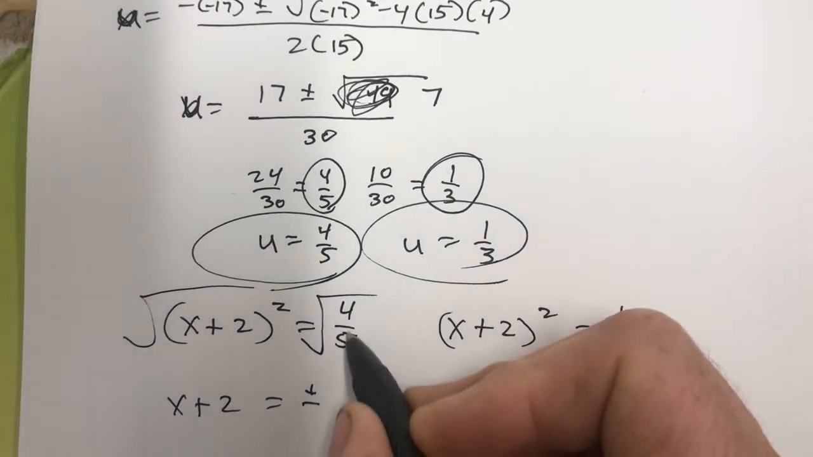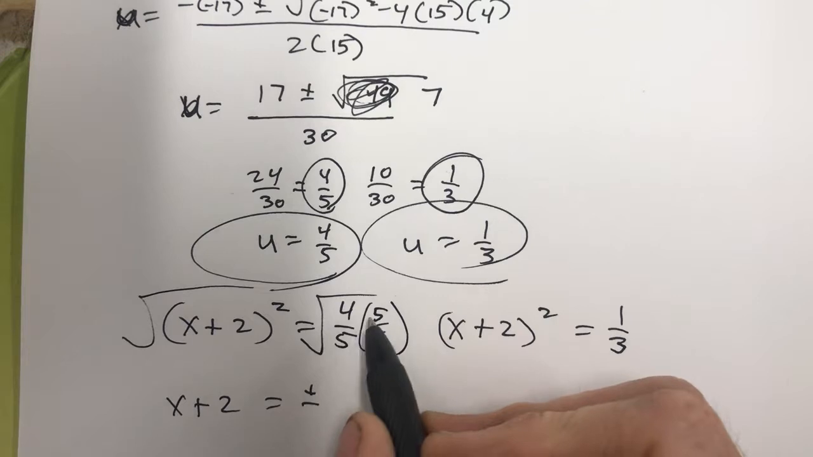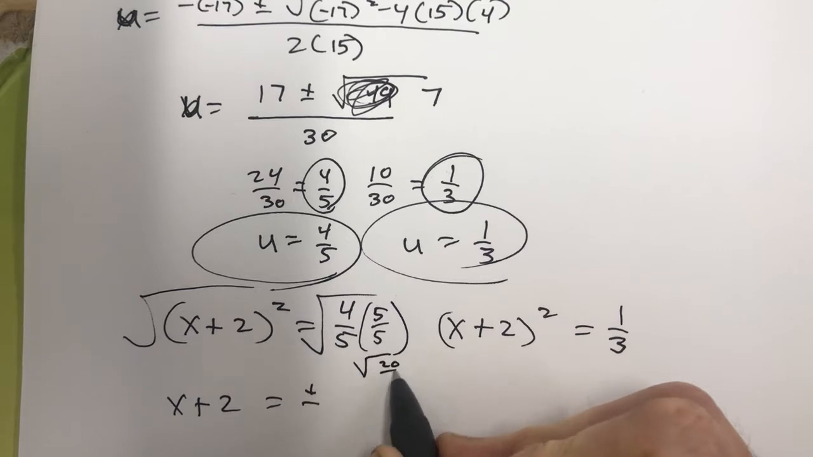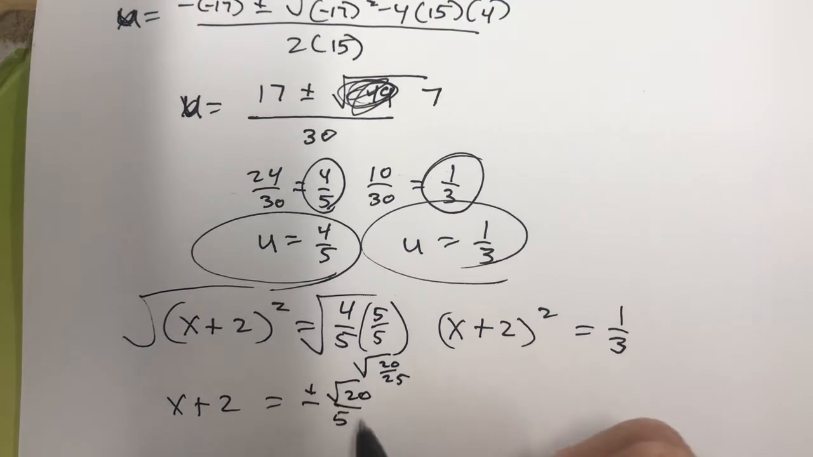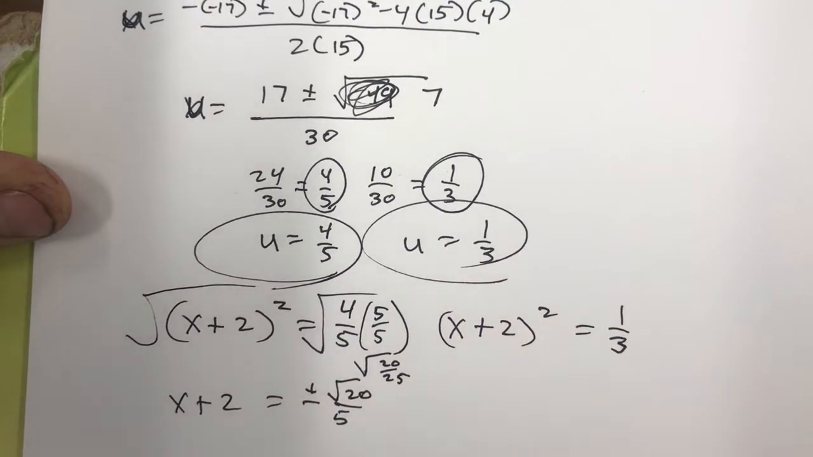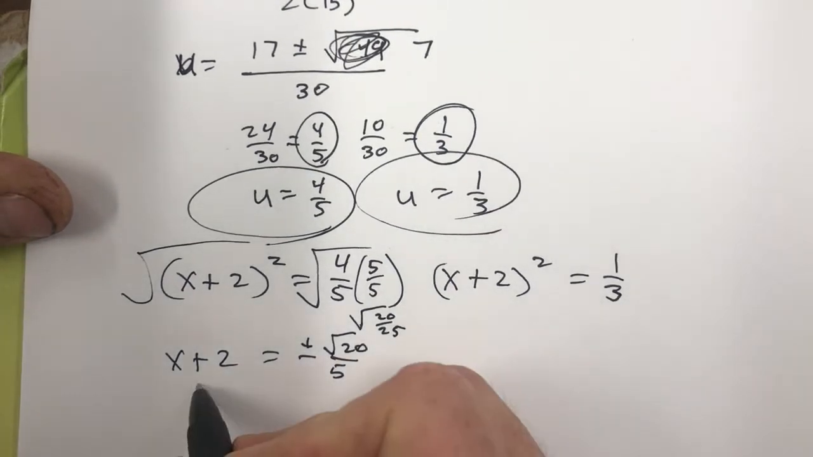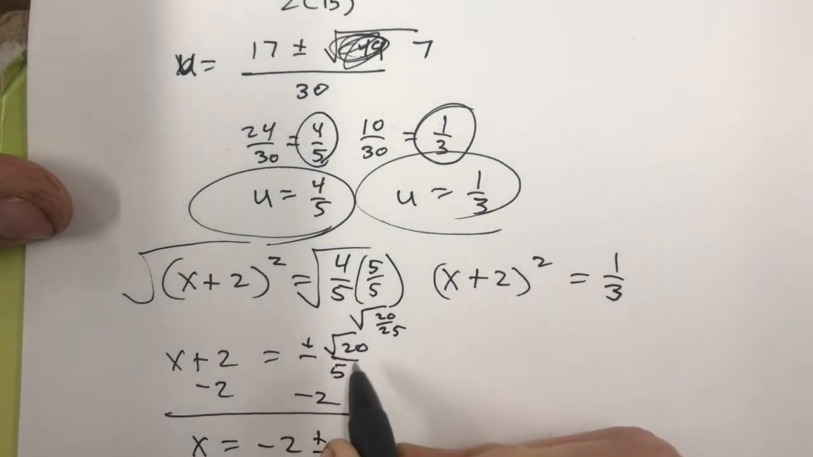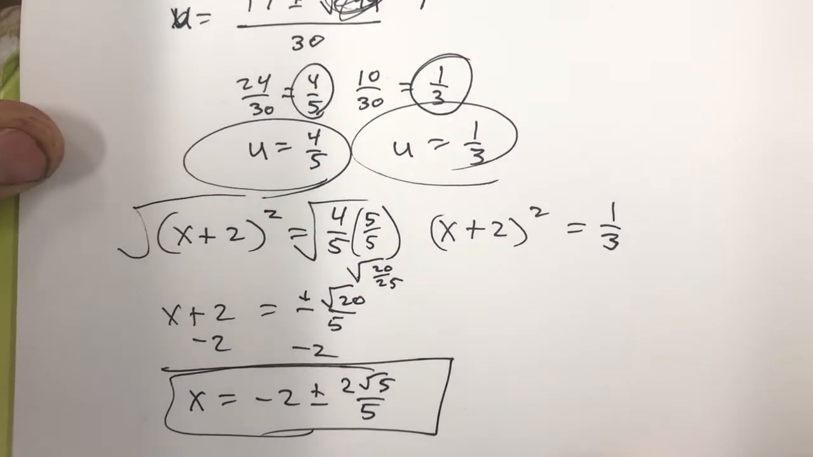And I'm going to have to rationalize my denominator here, so I'm just going to multiply 5 over 5 here, which will give me 20. This would be the square root of 20 over 25, and then the square root of 25 I can make a 5. Okay, because we can't have a radical in the denominator, and we can't have a fraction in the denominator. And then I'll minus 2, and so x is going to equal -2 plus or minus radical 20 simplifies to 2 radical 5. And there you go. There's one solution.